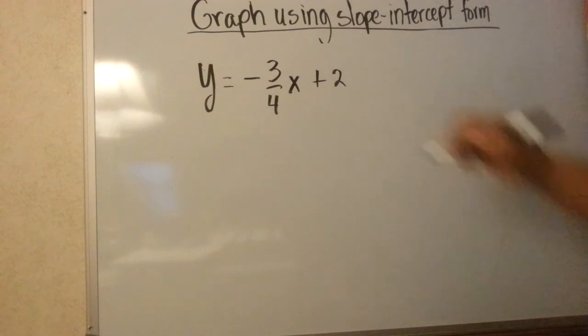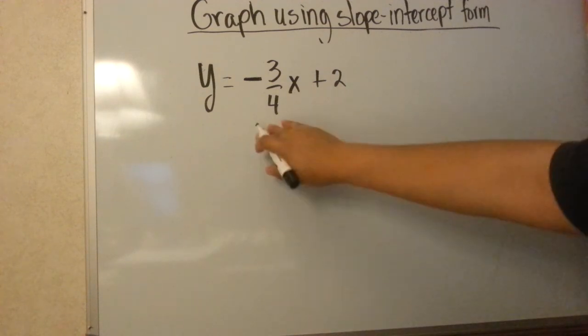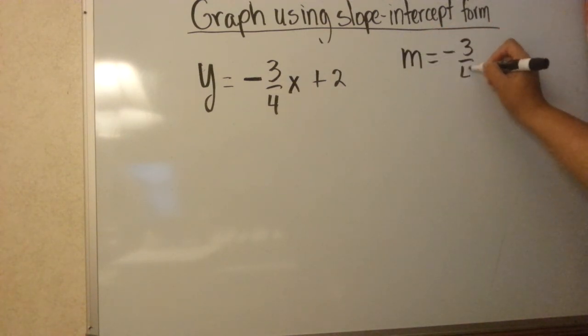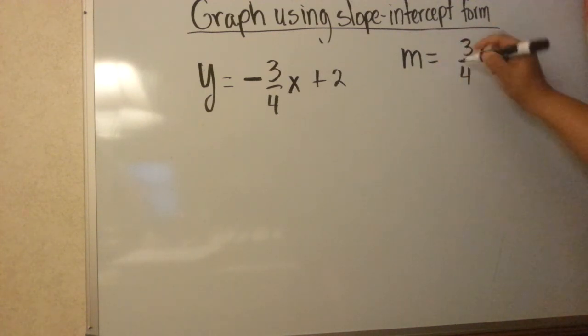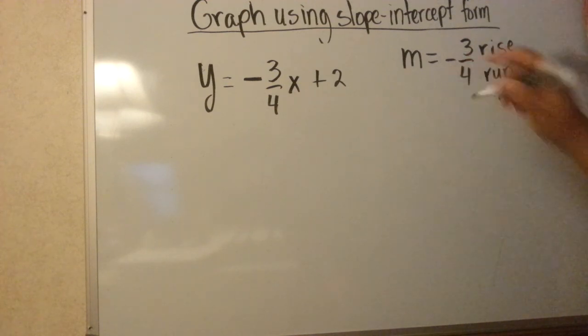Alright, let's graph this one using the slope-intercept form. So from this we get that the slope is -3/4. That means we're going to rise 3, right? You think of that sign not belonging to anyone. We rise 3 and we're going to run 4, but it's going to be to the left because it's negative.